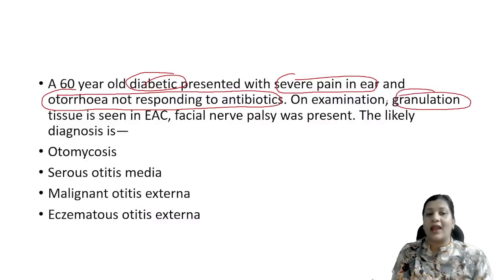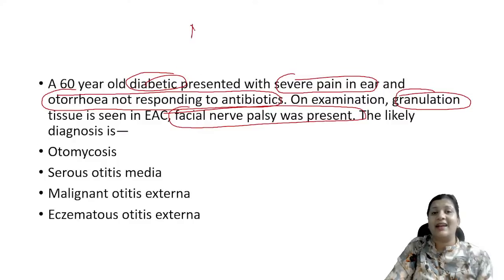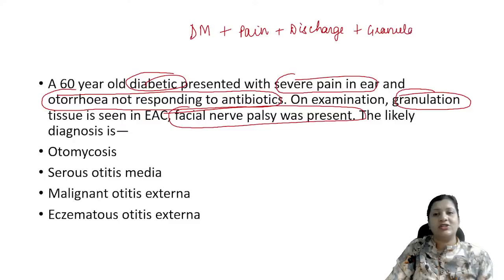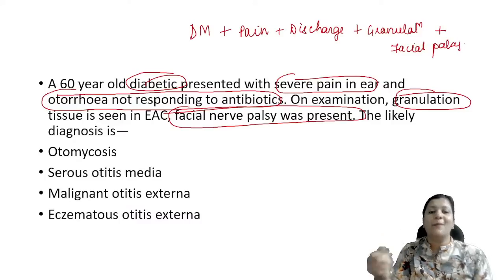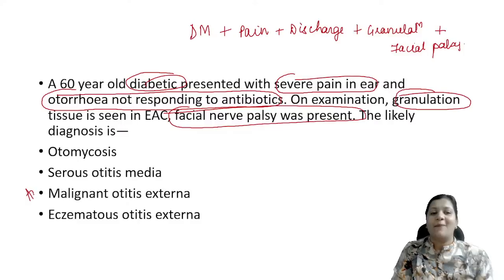Examination is showing to you granulation in the external auditory canal and facial nerve palsy is present. What do you need? All the ingredients for a diagnosis are present here to make a good dish. What are we talking about? So diabetes, pain, discharge, not responding to antibiotics, granulation tissue in the external auditory canal plus facial palsy makes it very easy for you to diagnose a simple disease, which is your malignant otitis externa.